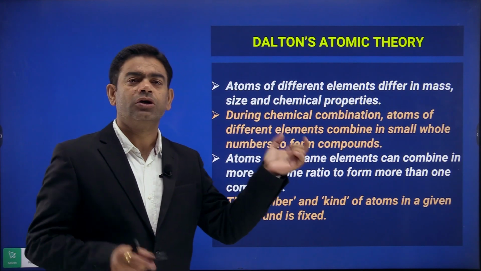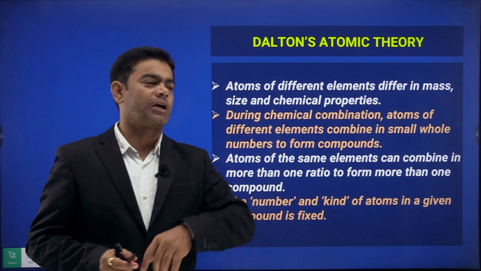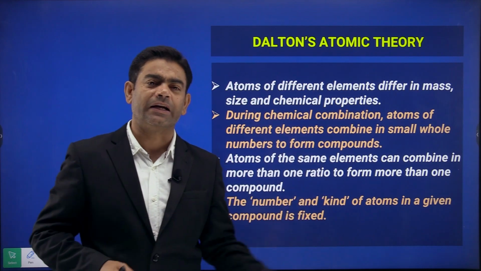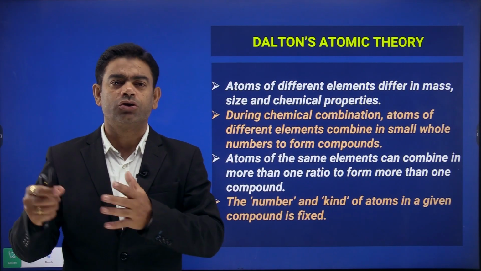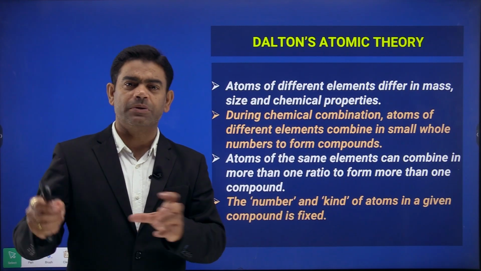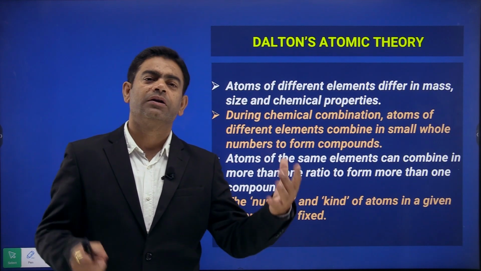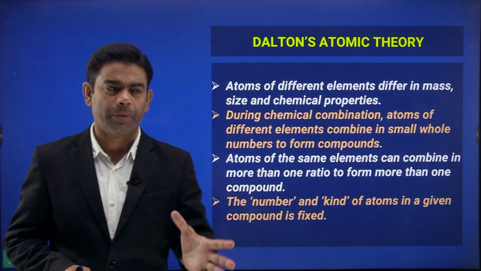During a chemical combination, the atoms of different elements combine in small whole numbers to form a compound. So, one atom of this particular element will combine with two or three atoms, or a single atom, it can combine. So, one atom or two atoms, whatever. Whole numbers, some atoms from here, some from there, they both combine and form compounds.